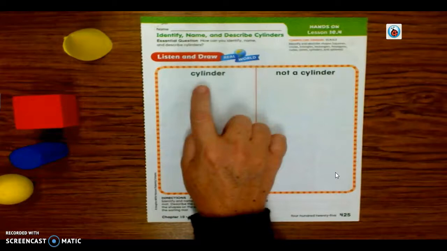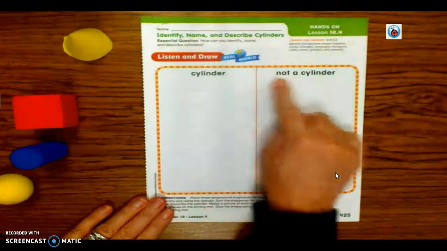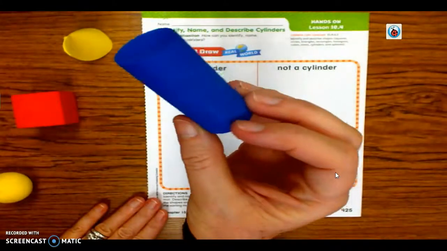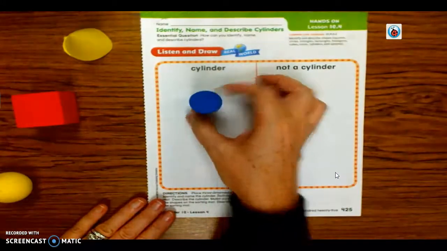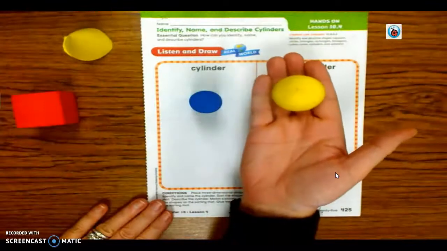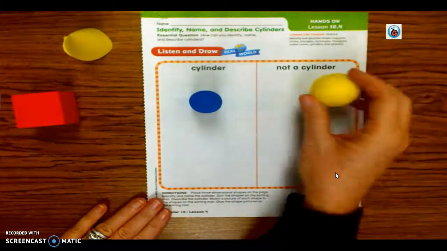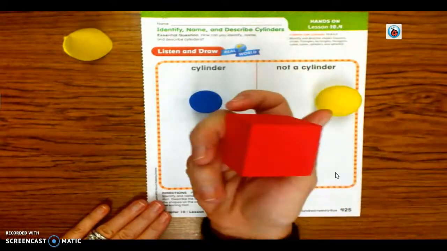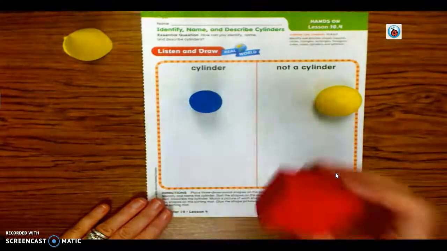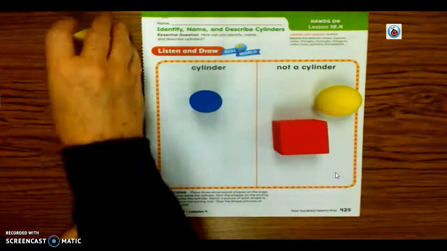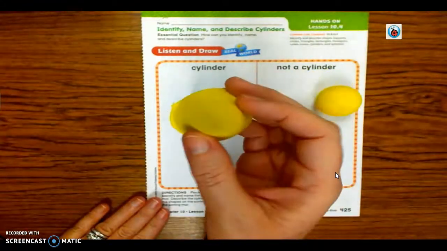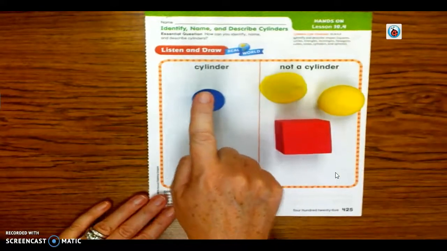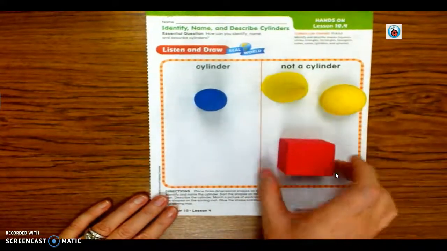Alright, so my page says cylinder, not a cylinder. We already know this one is the cylinder. It is shaped like a can. Is this a cylinder? No, it is a sphere. Is this a cylinder? No, we said it is a cube. What about this one? This is our cone. So: cylinder, not a cylinder.